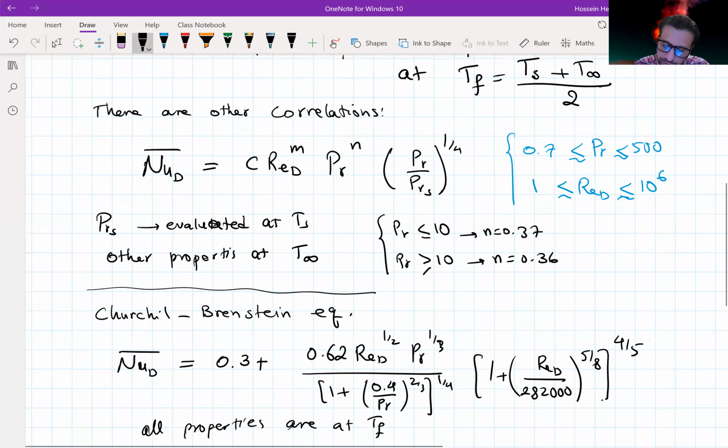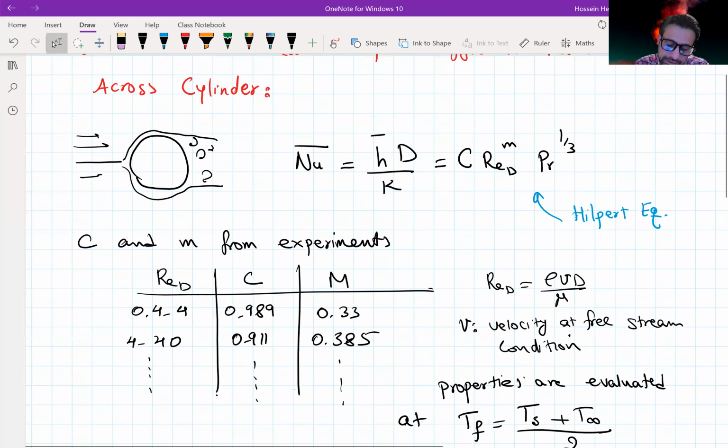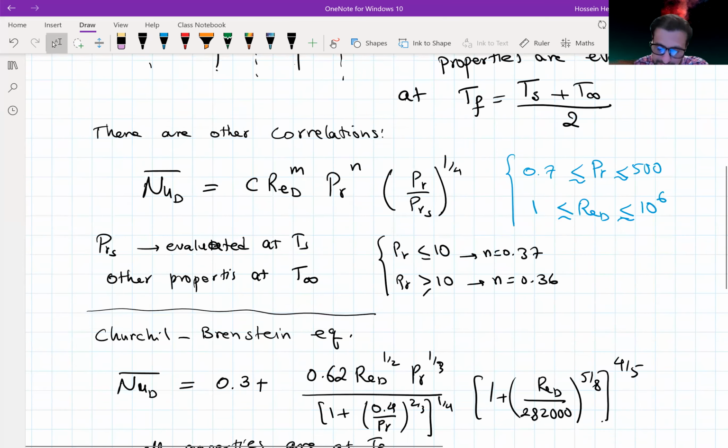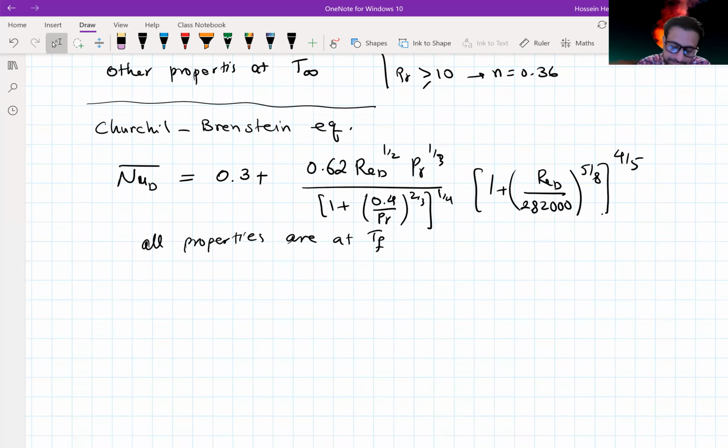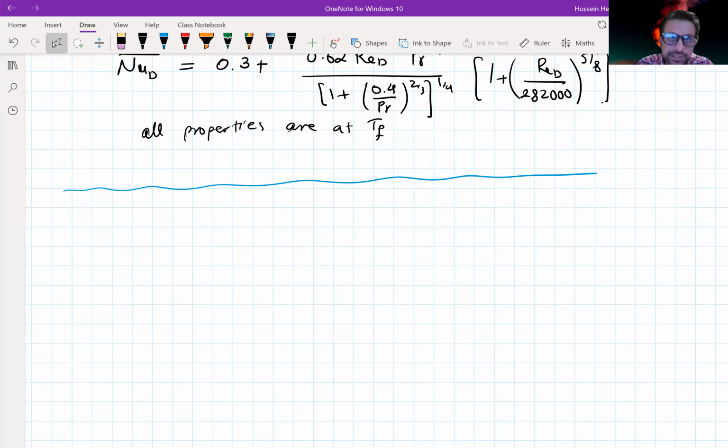So these are a few correlations for finding the heat transfer for flow across a cylinder. They give us a value for h within about 20 to 25% accuracy. So these are empirical, and conditions could change.